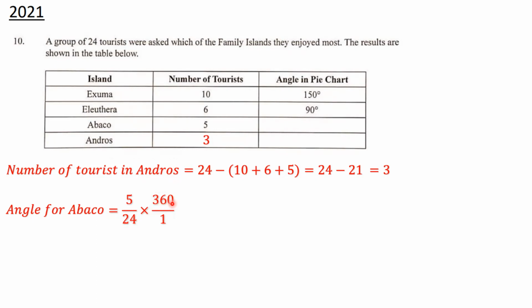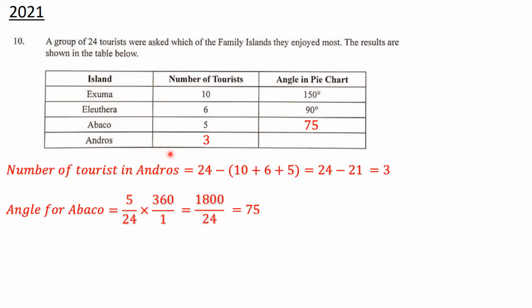And so we multiply 5 times 360, and that gives us 1,800. We multiply 24 times 1, which gives us 24. So we have 1,800 divided by 24, which gives us 75. So the angle for Abaco is 75 degrees.